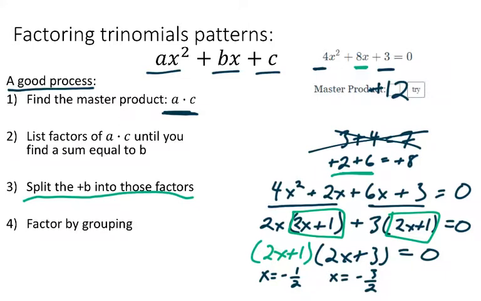Probably should have taken a little more steps, but you'd use the zero product property, set them both equal to 0, solve, and so on. But that's the factor pattern. So the first thing I'm doing is finding that master product, which is the A times the C. Then notice at that point, this step becomes very similar to what you were doing when the A wasn't 1. But then this next, figuring out what the factors are, like what multiplies to A times C and adds to B.